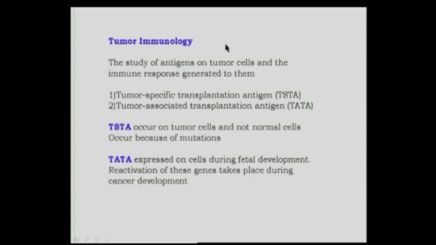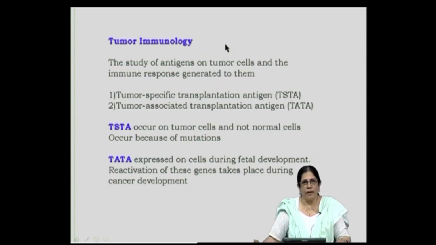Tumor immunology. What is tumor immunology? The study of antigens on tumor cells and the immune response generated to these tumor antigens. So, are there any tumor antigens? That is why we are studying cancer under the immune system, because I said that any mutations that take place in cells may bring about change in the cell surface expression of certain molecules, and people have seen that there is an immune response that can be generated to these antigens. So, are there tumor specific antigens?